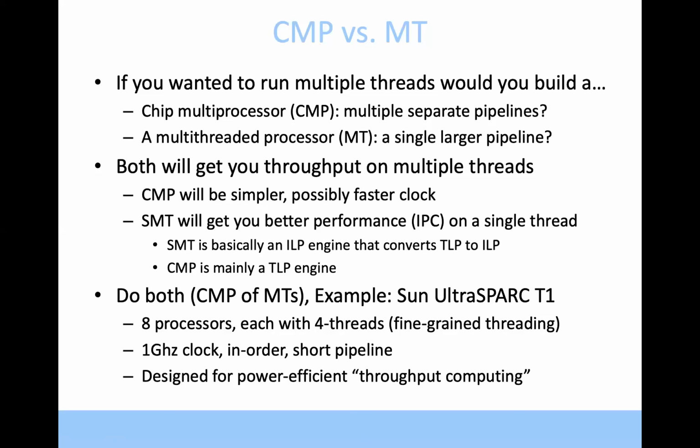I think the first few were like this, the UltraSPARC T1, which had 8 processors with 4 threads. So you had 32 threads, and a 1 gigahertz clock in an in-order short pipeline. It was designed for throughput computing, as it's called. And this is very common today. Most processors in most computers that you can buy will be multi-core and typically multi-threaded as well.